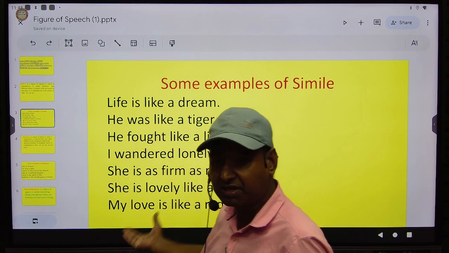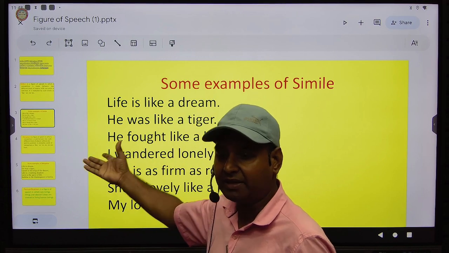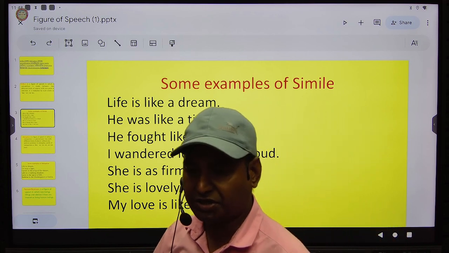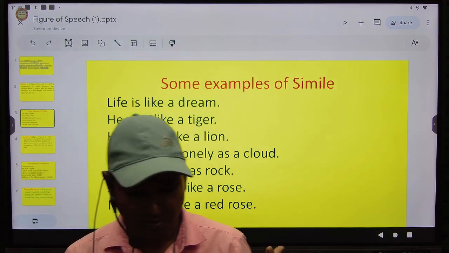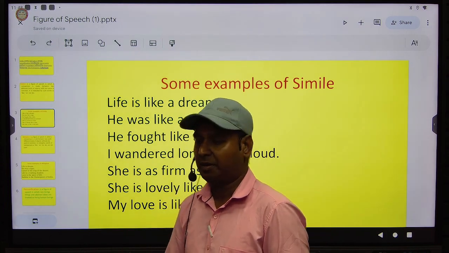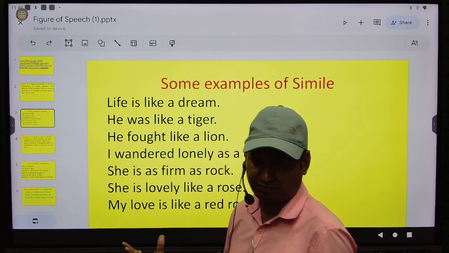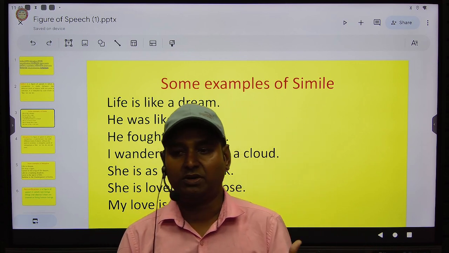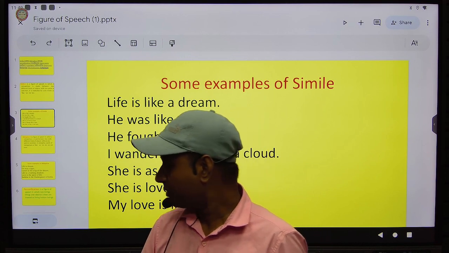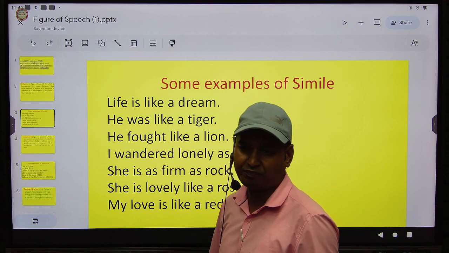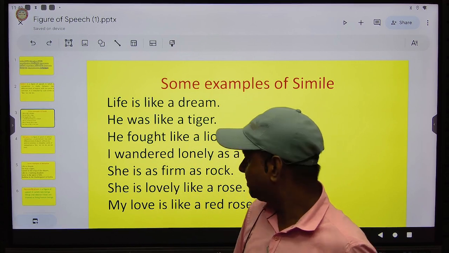He was like a tiger. He has been compared to tiger, and comparison word like has been used. He might have some qualities of tiger, because of which he might have been compared to tiger. He fought like a lion. His fighting style was like a lion, and he has been compared to lion, and comparison word like has been used.